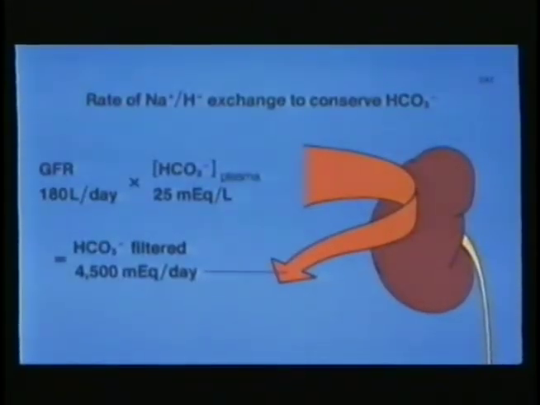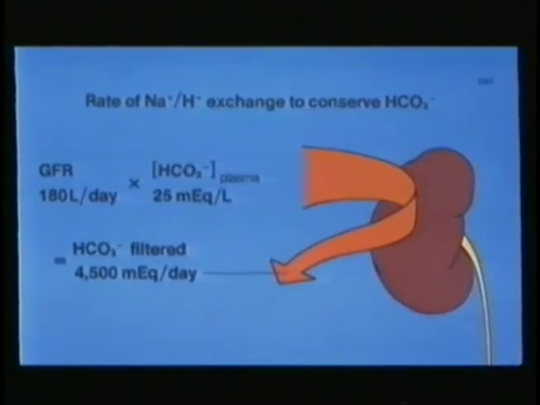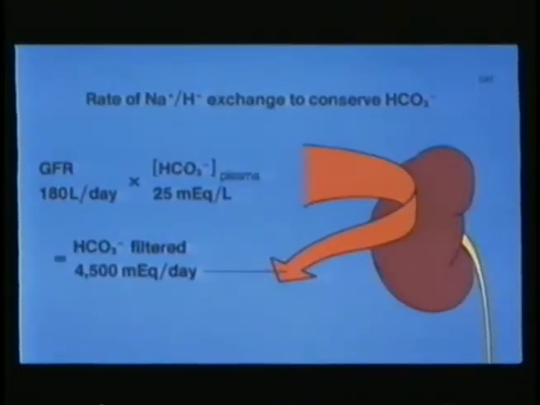47. Let us consider the actual rate of sodium-hydrogen exchange required to conserve the bicarbonate ion arriving in the filtrate. At a normal filtration rate of 180 liters per day and a normal plasma bicarbonate concentration of 25 milliequivalents per liter, approximately 4,500 milliequivalents of bicarbonate are filtered per day. Therefore, the rate of sodium-hydrogen exchange required to prevent excretion of the filtered bicarbonate is approximately 4,500 milliequivalents per day.